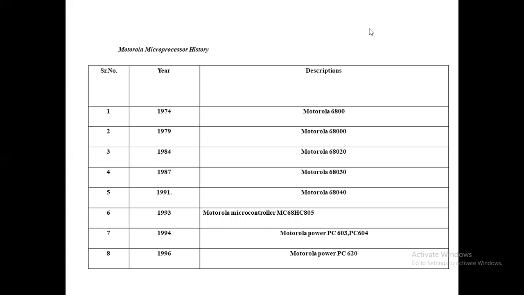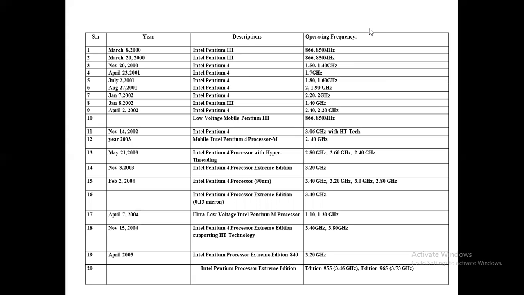Now we'll discuss the Pentium processor. In the case of Pentium processor, Pentium was introduced on March 2, 1993. Pentium succeeds the Intel 486. The 4 indicates the fourth generation of the micro architecture in the history of microprocessor.